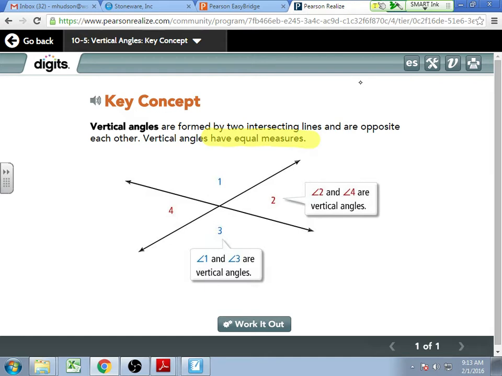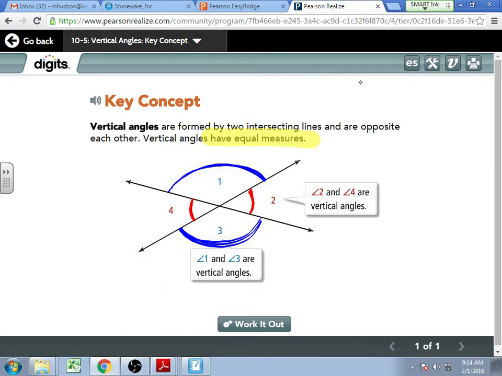If you have colors, here's where I would suggest using colors. Angles 1 and 3 are vertical because they share the same vertex. They're made up of the same two lines and they have equal measures. And angles 4 and 2 are vertical. They share the vertex, share the same two sides, and have equal measures.